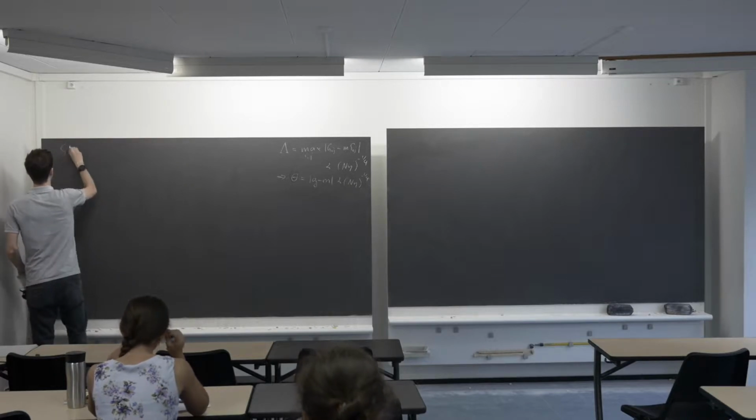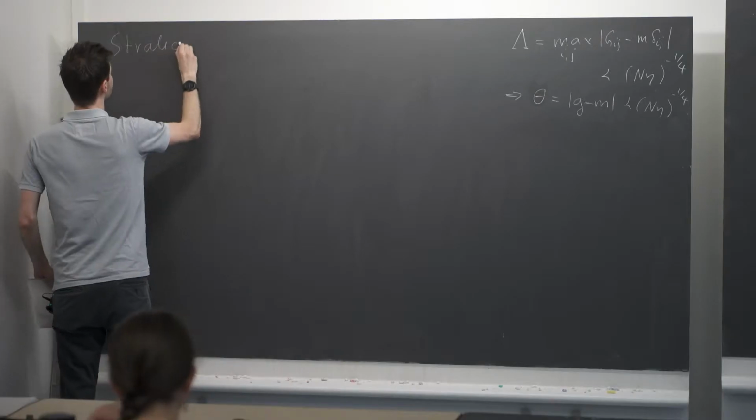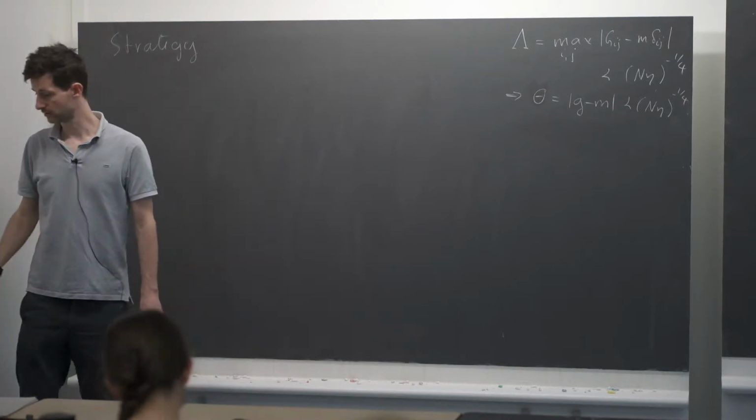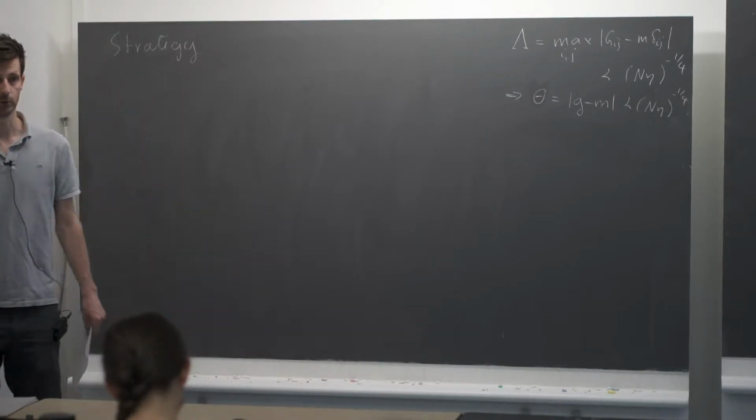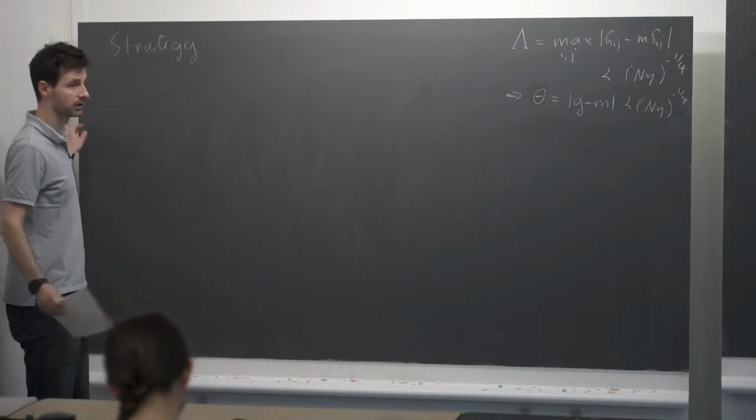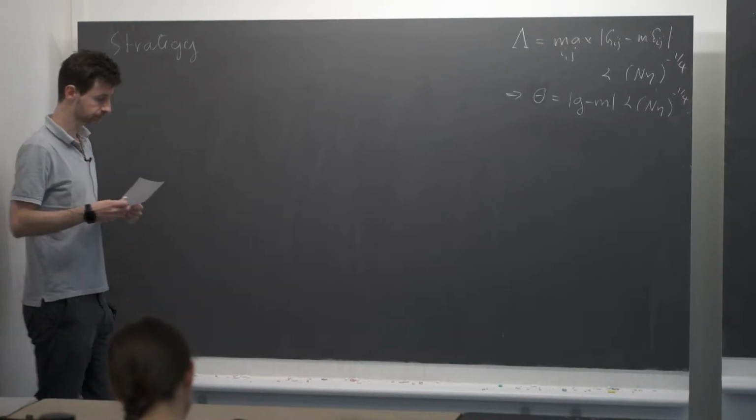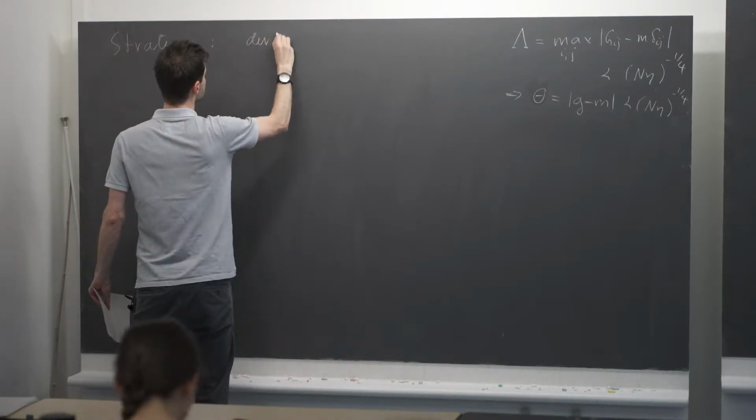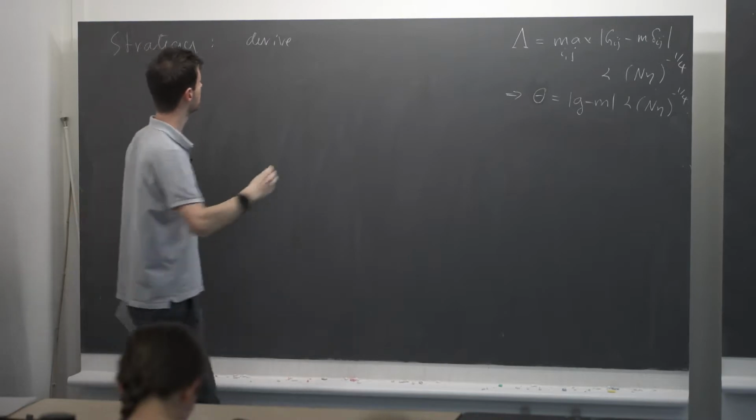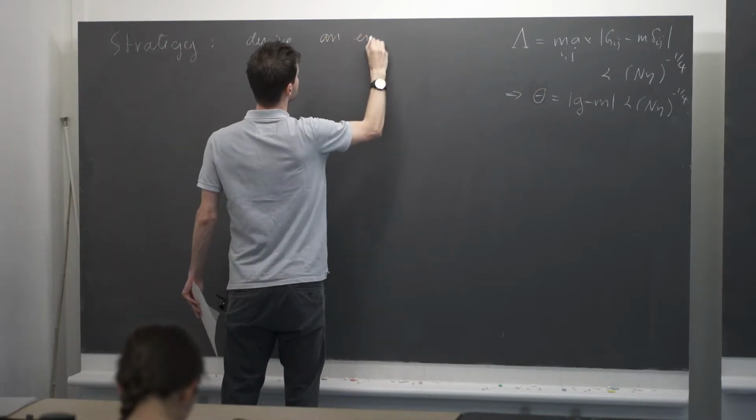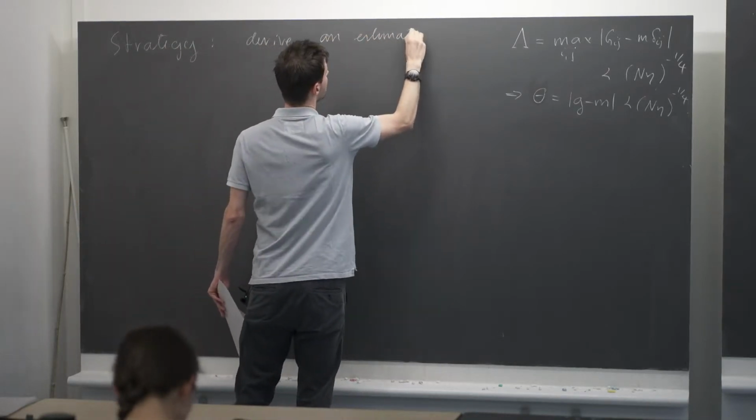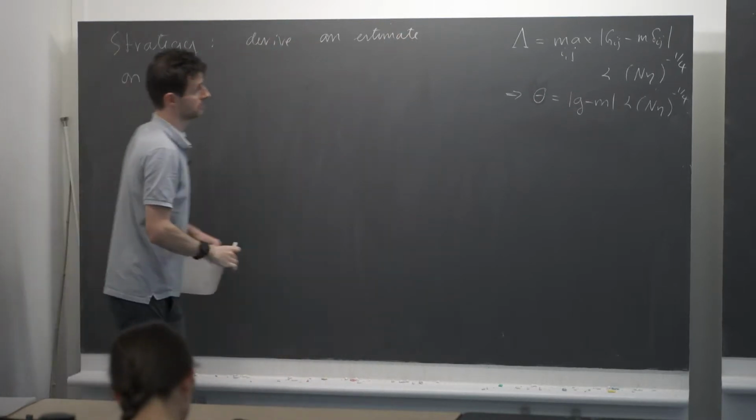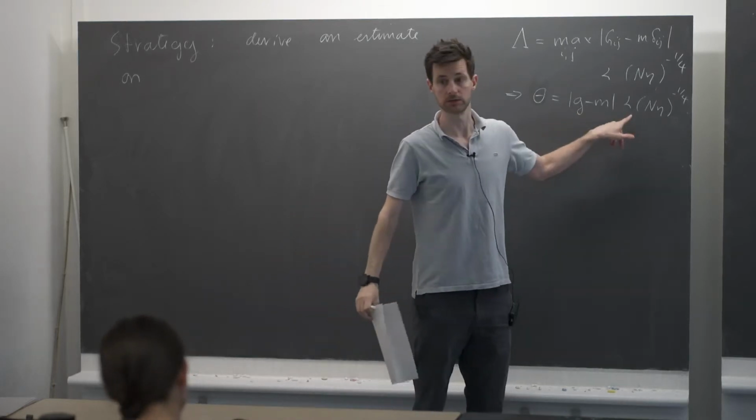So the strategy. Last time we saw the cumulant expansion. Now you've worked on the problem set, so you know everything about cumulants. They are very nice and powerful algebraic objects. And the strategy in this case is to derive an estimate the same as before. Well, we want to estimate this guy, right? We want to estimate g minus m.